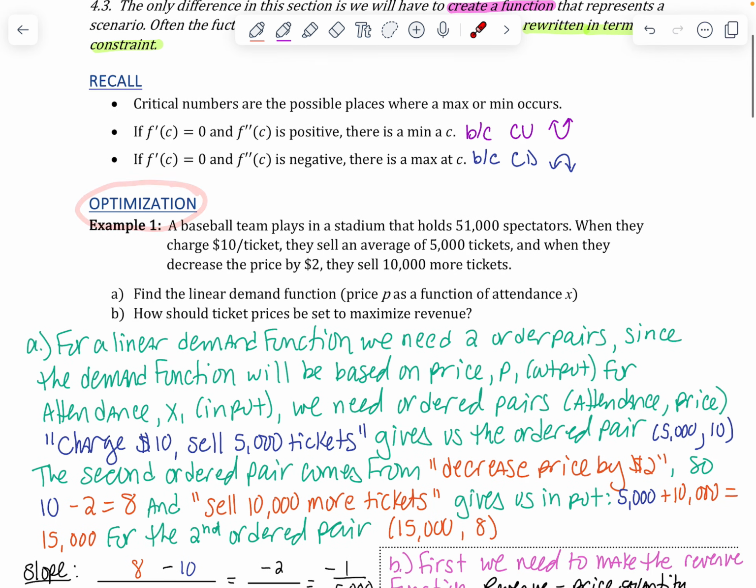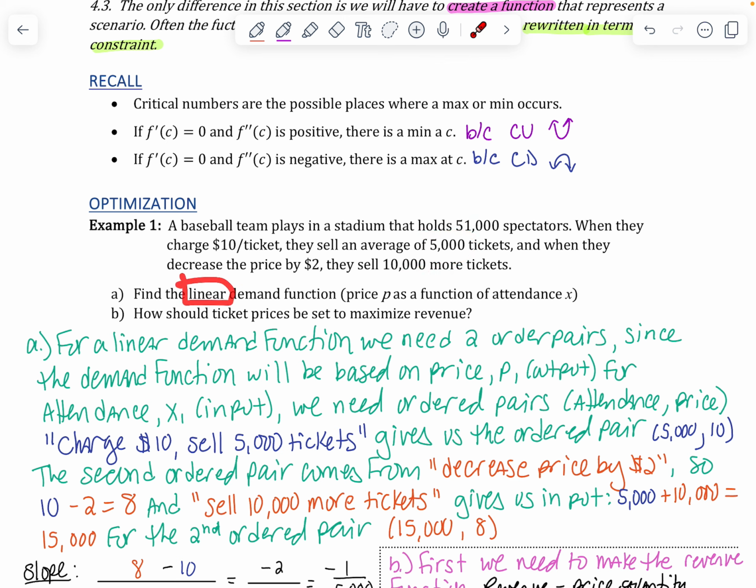Here is an optimization problem we're going to solve. Example 1. A baseball team plays in a stadium that holds 51,000 spectators. When they charge $10 per ticket, they sell an average of 5,000 tickets, so not very many of the seats are taken. When they decrease the price by $2, they sell 10,000 more tickets, not total, but in addition to the amount they already had.